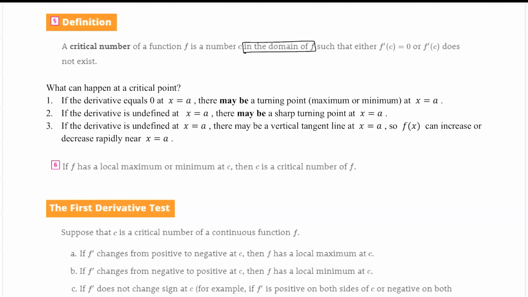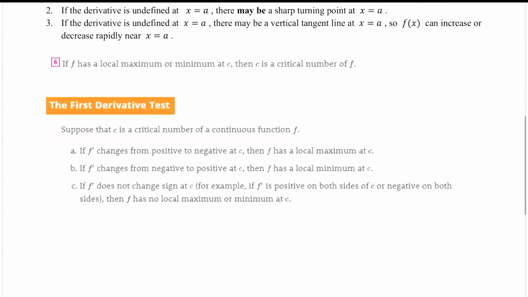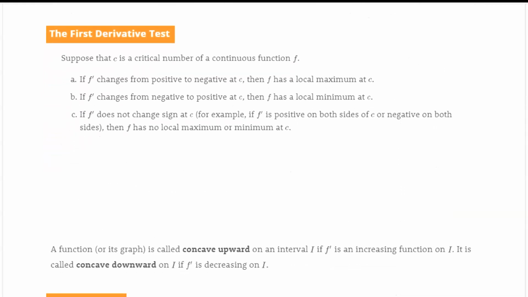Now, number 6 here, statement 6: if f has a local max or min at c, then c definitely has to be a critical number. Again, it doesn't work the other way around necessarily. You could have a critical number that does not correspond to a max or a min, but if you do have a max or a min, then that place must be a critical number.